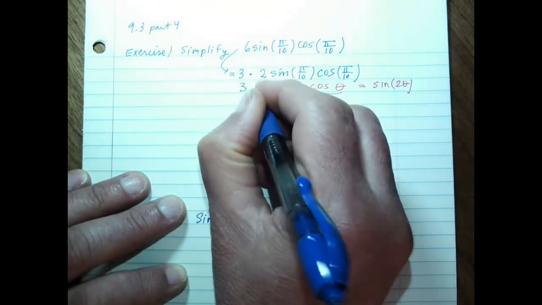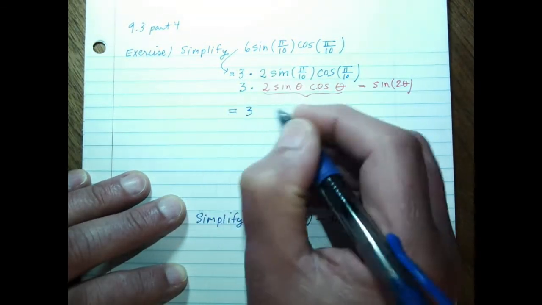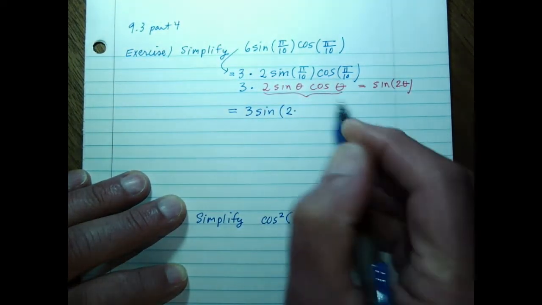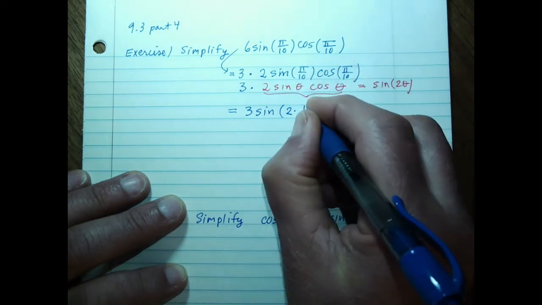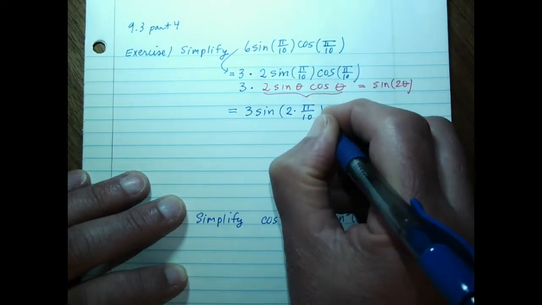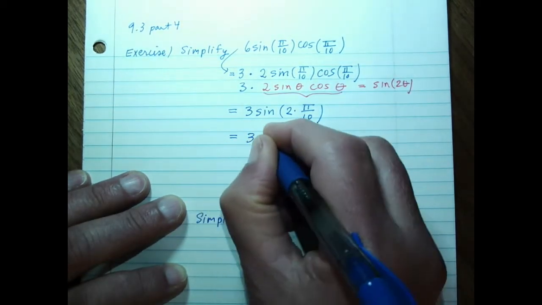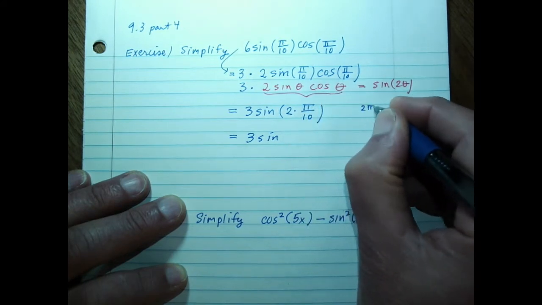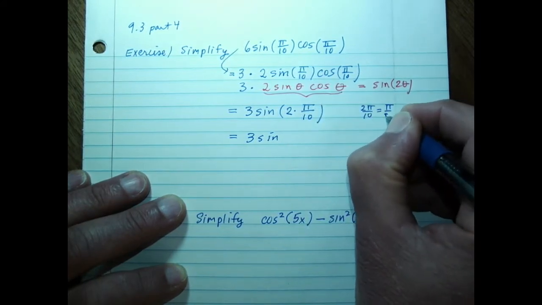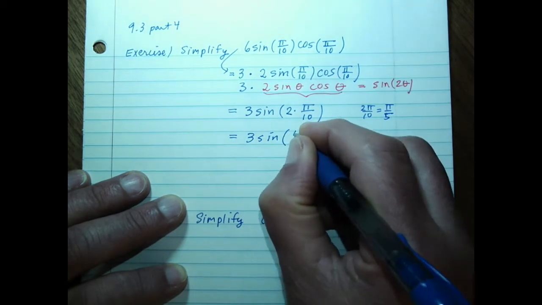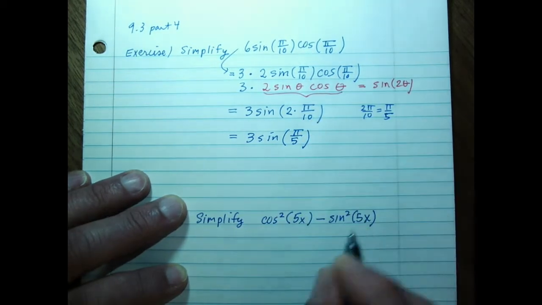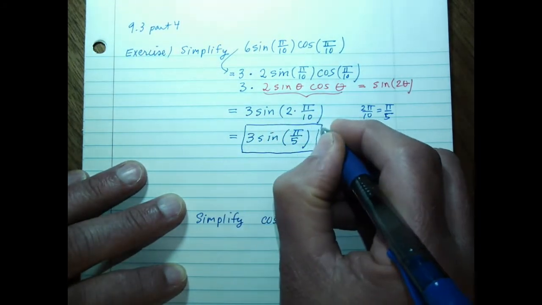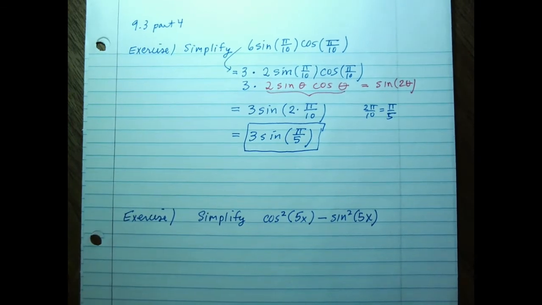We still have the 3 times in front of it, right? So we have 3 times sine of 2 times, now it's not 2 theta because theta is pi over 10, it's 2 times pi over 10. So I have 3 sine of 2 pi over 10, which is just pi over 5 when I reduce that, right? So 3 sine pi over 5, and that's our simplification. We were able to simplify by applying the double angle identity for sine.